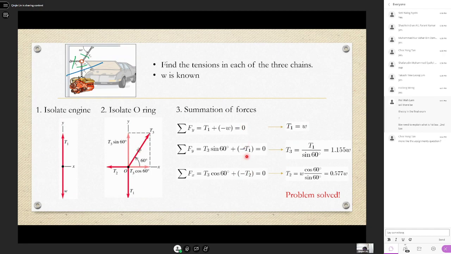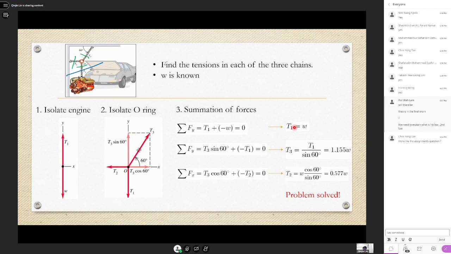Okay, 3 equations, 3 unknowns. You confirm can solve for all. T1, T2, T3, you will all get answer. Remember here, W is not unknown. W is a known. Okay, it's known. So in this manner, when we draw free body diagram and then we take summation of forces, we can solve for all the tension inside the chain. Okay, so we know all the forces inside.